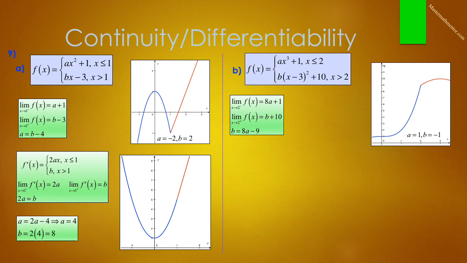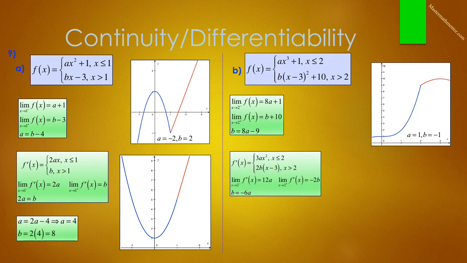For instance, if a equals 1 and b equals negative 1, we see the function which is definitely continuous but clearly not differentiable. So for differentiability, we look at f prime of x, which is 3ax squared if x is less than or equal to 2, 2b quantity x minus 3 if x is greater than 2. So the limit of f prime of x as x approaches 2 from the left is 12a, and from the right is negative 2b. Setting them equal to each other, we get b equals negative 6a.